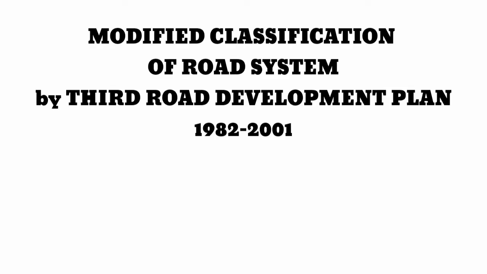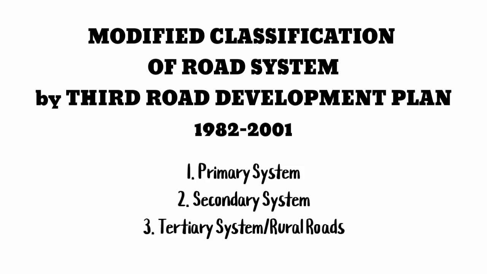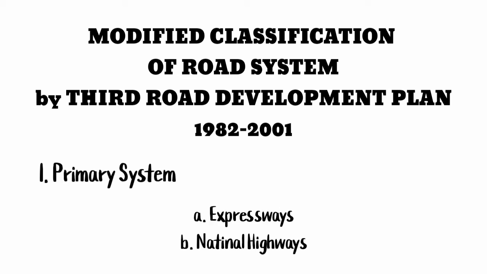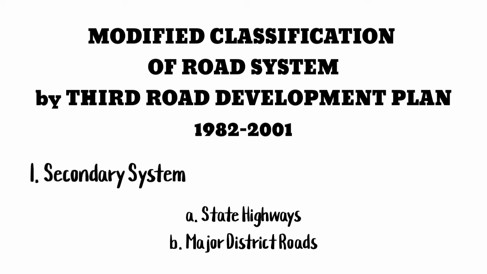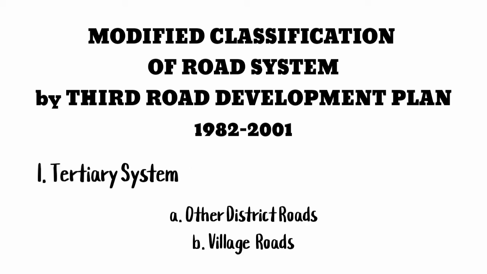Roads can also be classified according to the modified classification of road system by the Third Road Development Plan from 1981 to 2001. We have the primary system, secondary system, and tertiary system or rural roads. Under the primary system are the expressways and national highways. Under the secondary system, we have the state highways and major district roads. And under tertiary or rural roads are other district roads and village roads.